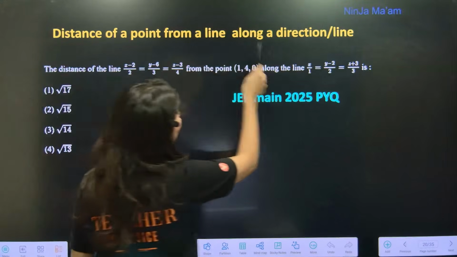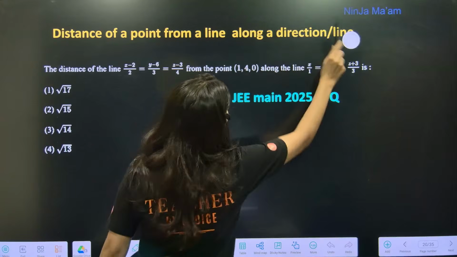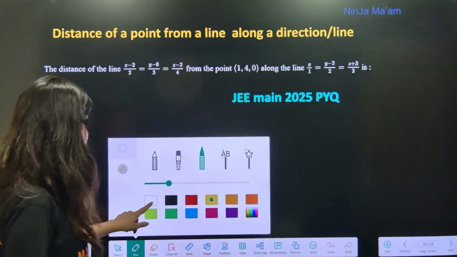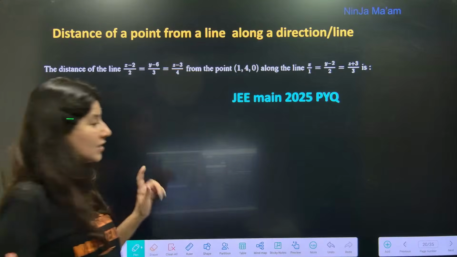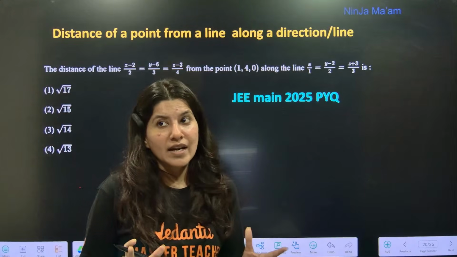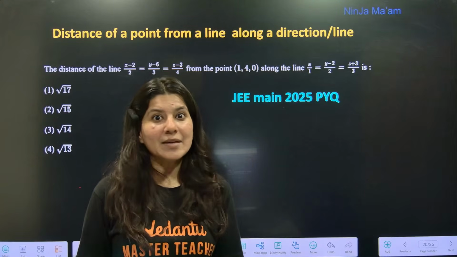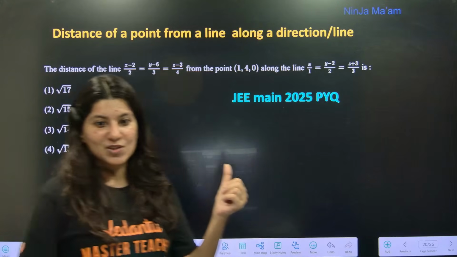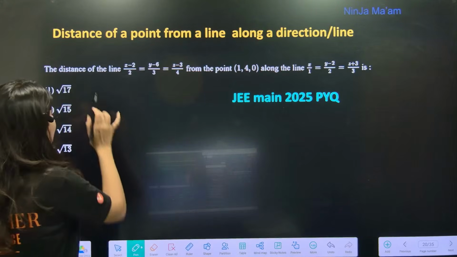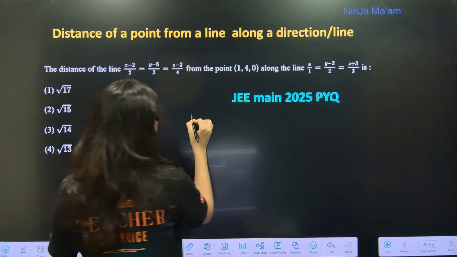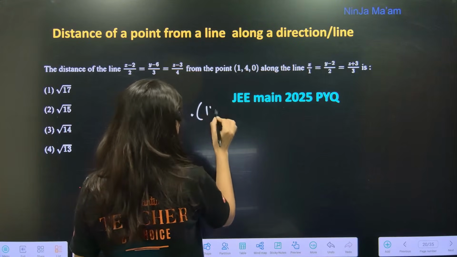Distance of a point from a line along a direction. See, this is a very different category, and you know what, this question has been coming for more than 8 years. Since I have been teaching, I have been seeing this type of question. What is this question? Let's see. Distance of a line from a point. So there will be a point 1, 4, 0.